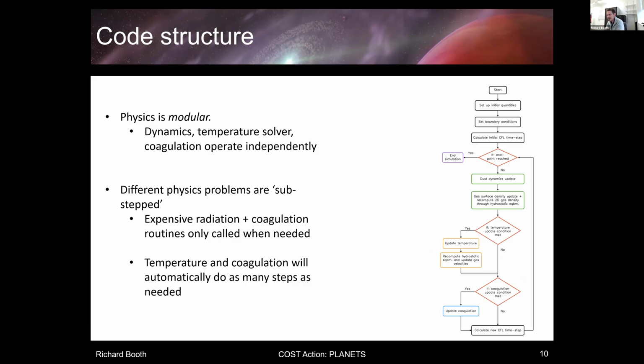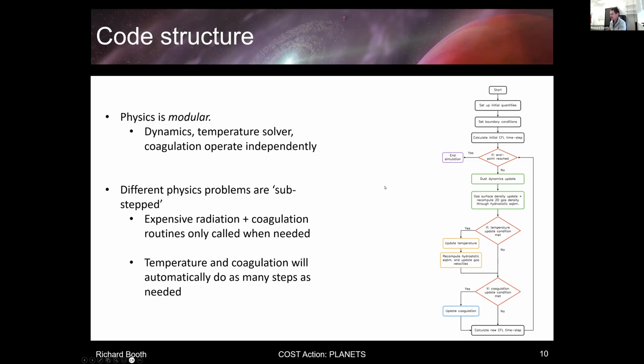To make this code efficient, we've implemented a sub-stepping scheme where the different parts of the code are run on different time steps. So the overall global time stepping of the scheme is controlled by the hydrodynamics. Every cycle of the code, we're going to do a dust dynamics update. We're going to update the gas structure in the disk. We're then going to check if we need to update the temperature, which depends on how quickly the temperature structure is changing. If so, we'll do a new radiative transfer calculation. Then we'll check if we need to do the dust growth. So we'll then do the dust growth, and then we'll go around to the start.